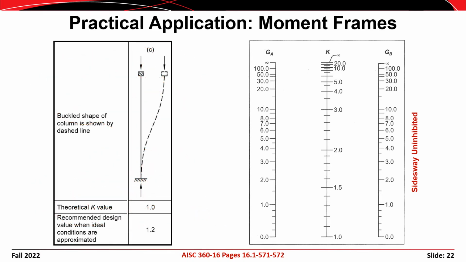This corresponds to the side sway column, which is Kc of Table C-A-7.1. Both ends are completely restrained against rotation, but the top of the column is permitted to translate relative to the bottom.